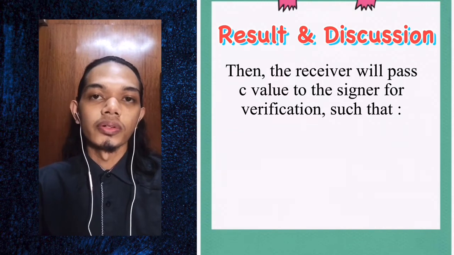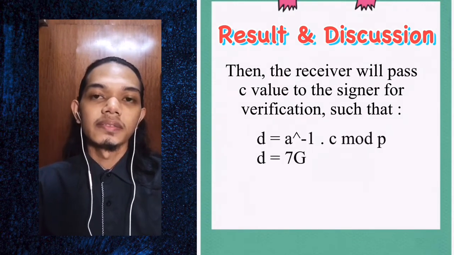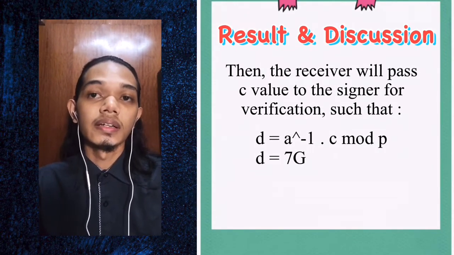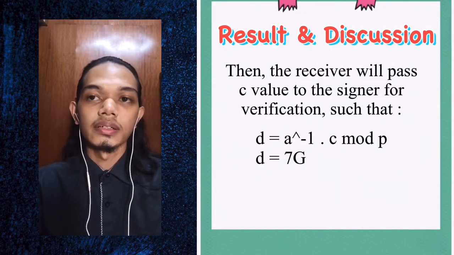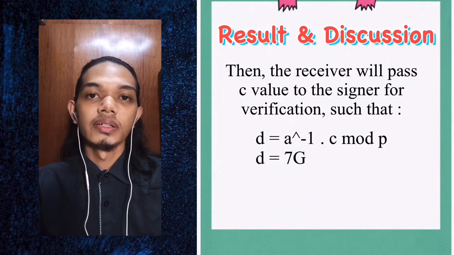So Alice will compute the value d such that d equals a inverse c mod p, where we will get the value of d, which is equal to 7G.